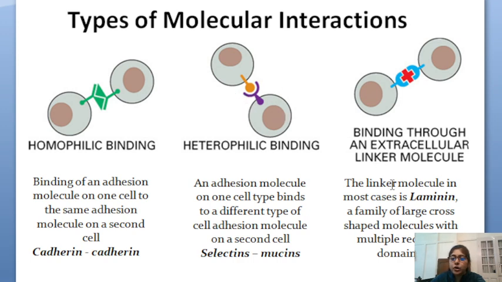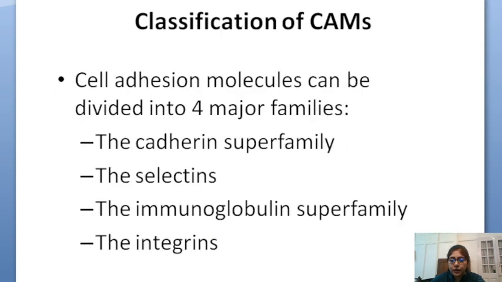And the third type of molecular interaction is one in which the cell adhesion molecules are not able to interact on their own, but they need the help of linker molecules, and with the help of these linker molecules they can establish contact and communicate and perform interactions. And this is called binding to an extracellular linker molecule. Mostly linker molecules are laminin in this case.